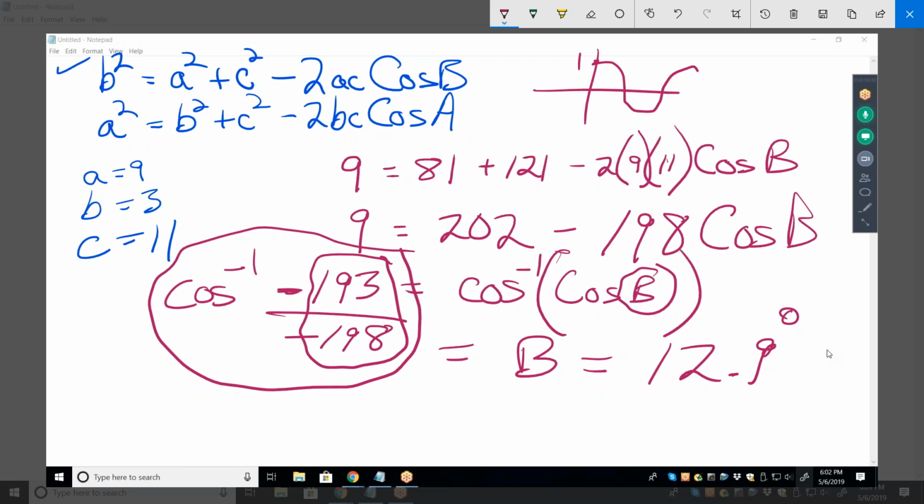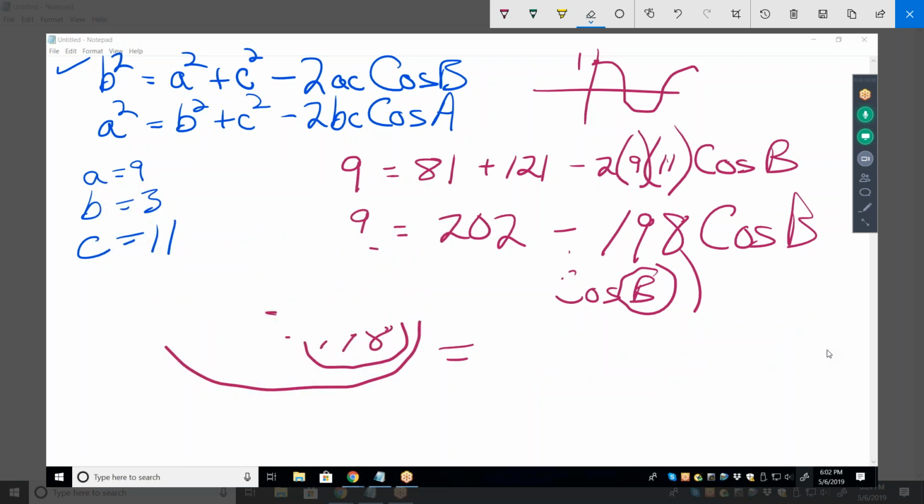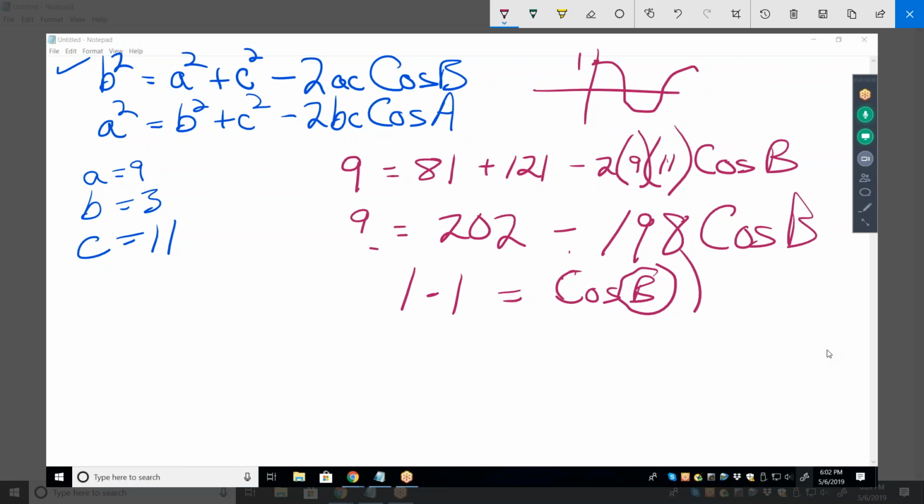Now, do they want you to solve the whole triangle, or are we done? No, they just want that angle. Now, if you get to this step, cosine of that angle, and this number is greater than 1, what does that mean? In other words, let's say we came up with the cosine of B equals 1.1. What would that mean?